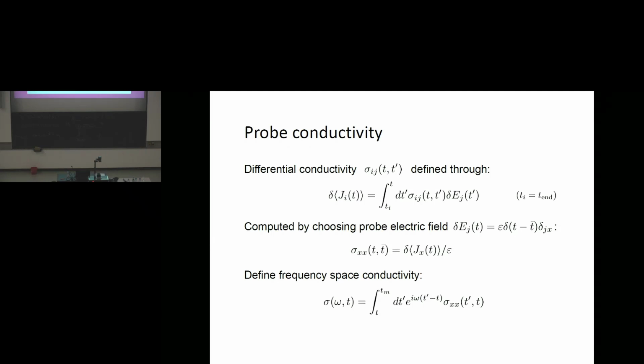So we have this conductivity that depends on two times. Now we want to define some frequency space version of it, and one convenient way of defining it corresponds to Fourier transforming the relative time while keeping the initial time fixed. And one can check that in equilibrium, this reduces to the well-known conventional definition. So this conductivity is an optical conductivity that depends on omega, but it's also, in addition, time dependent. So it will be an optical conductivity that evolves in time.